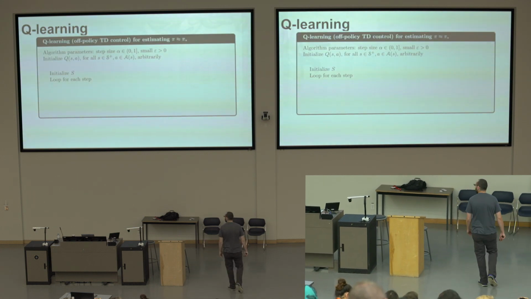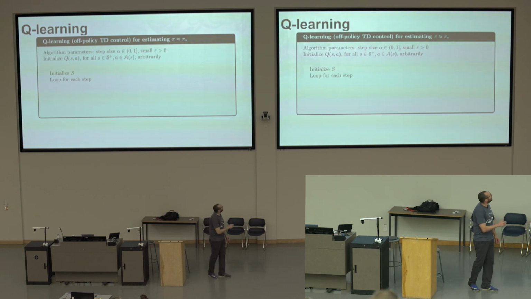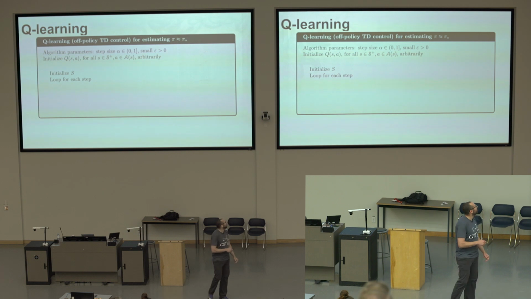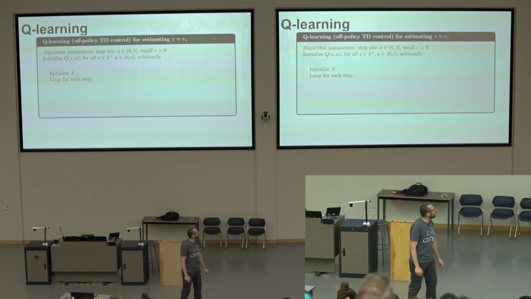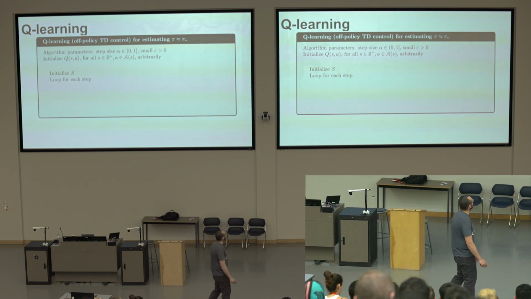Okay, so we're just going to go right into it. This is the Q-learning algorithm. So, the tabular Q-learning algorithm. We're going to have a step size parameter, which I'm going to explain in a second, and an exploration parameter, epsilon. And then we're going to initialize a table of action values, Q(s,a), one for every state and action, and we can do it arbitrarily. There are advantages to doing it different ways, and we'll talk a little bit about that.